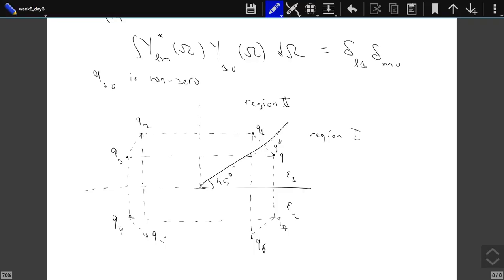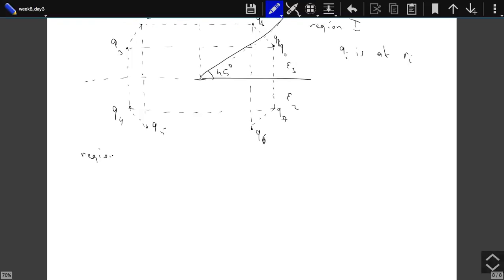Q8. Let me call that Q0. And the positions will be, Qi is at Ri. So for region 1, V is equal to sum over Qi over R minus Ri, i from 0 to 7. This is for region 1.